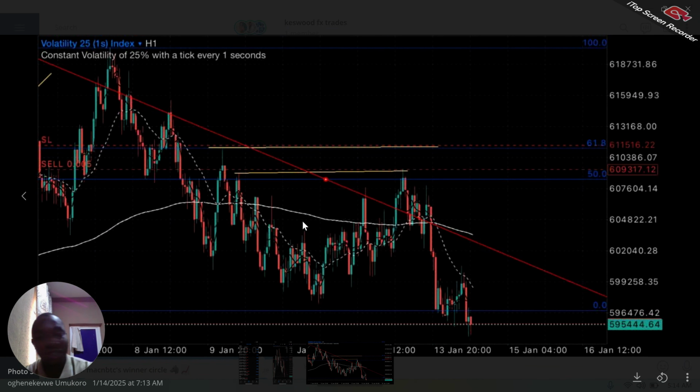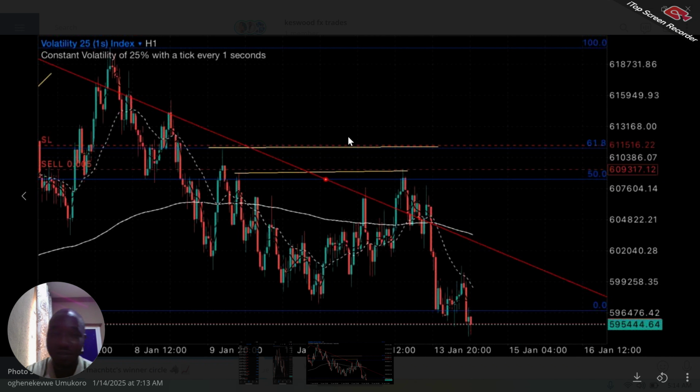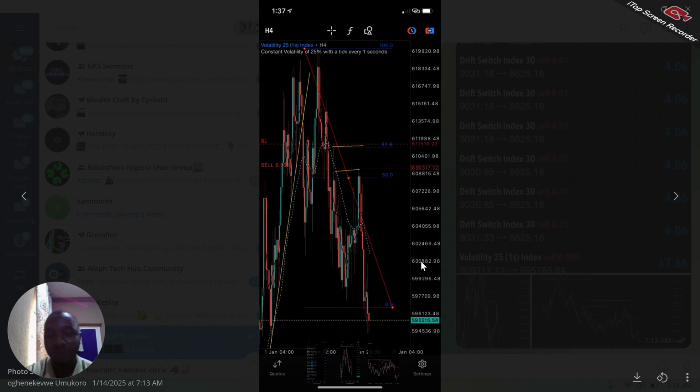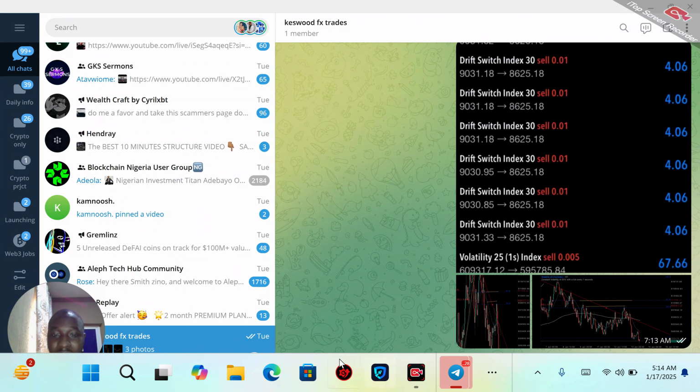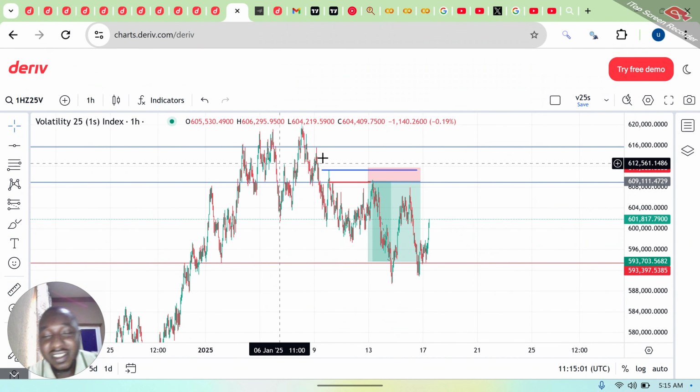So I'm going to be doing a recap on how we took this trade of V25 1x. Just going to show you the process, just as I've always been doing. So let's go to the chart so that we'll do a recap on the process, on the analysis on how we came about taking the trade. So here's the chart.